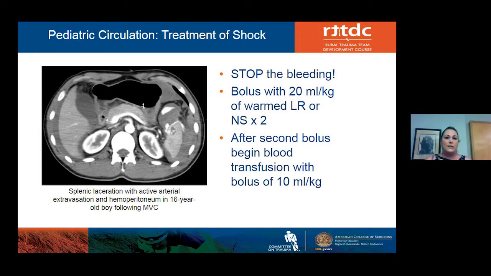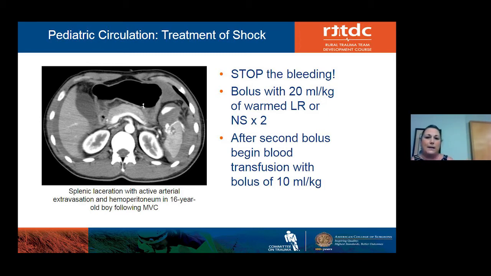For circulation, the treatment of shock, the first thing I believe Dr. Morrissey talked about is stopping the bleeding. And that has come a long way, trying to make sure that we're stopping the bleed before we lose too much blood. So that's starting out in the field. With any bleeding site, you're applying pressure, and if you need to, then you would apply a tourniquet.